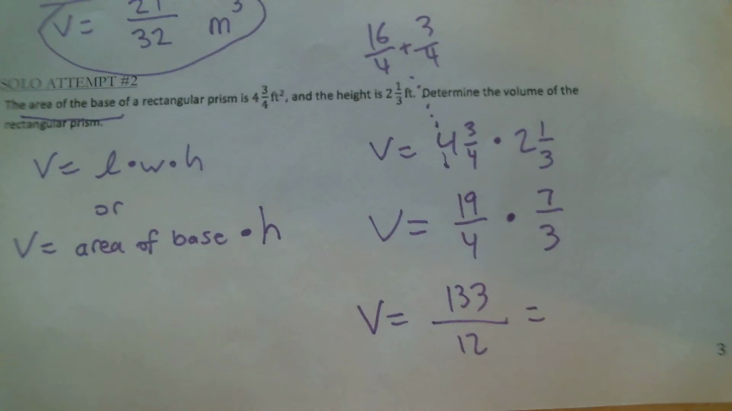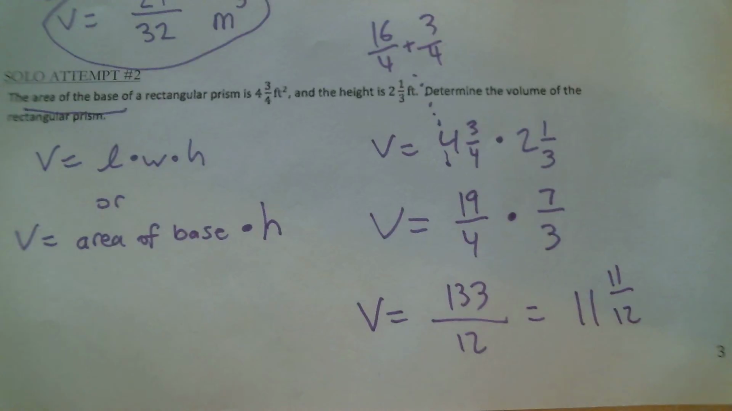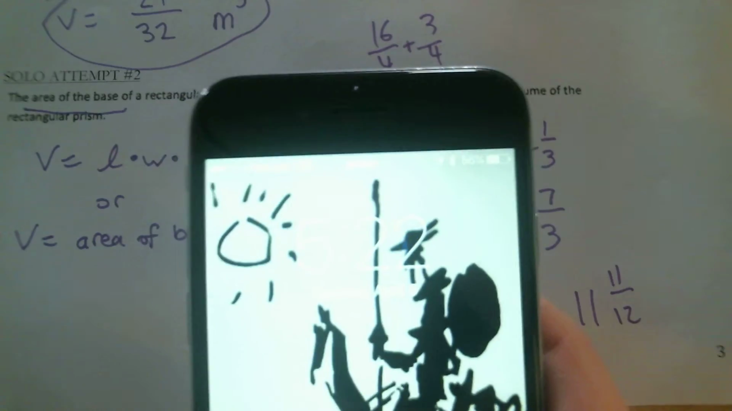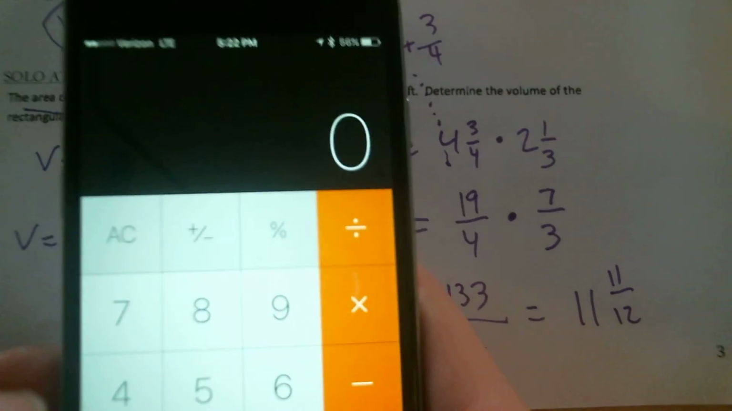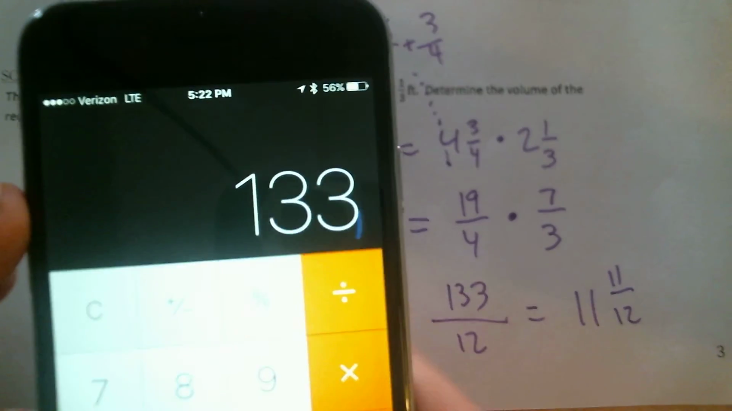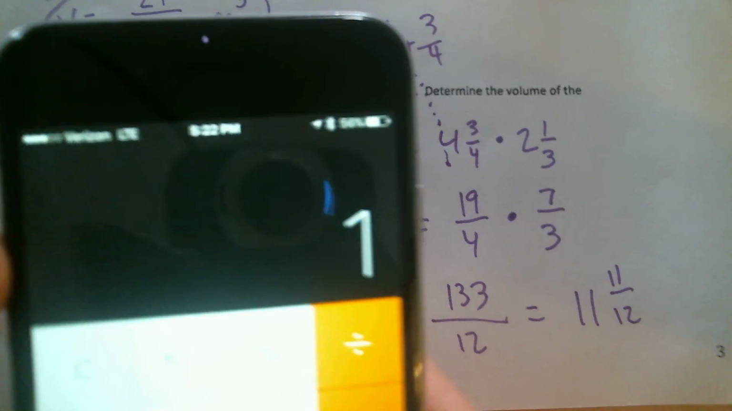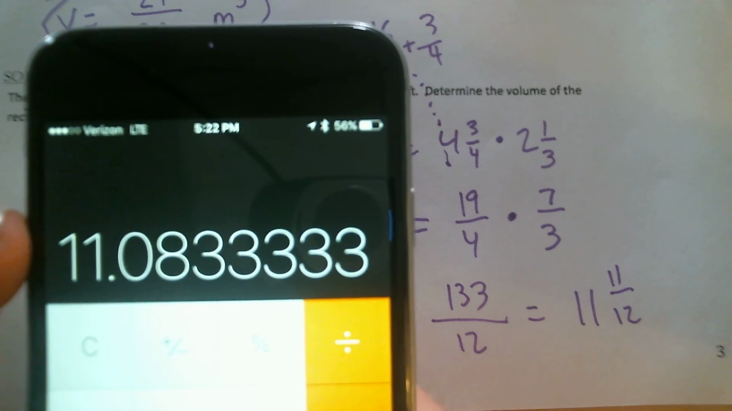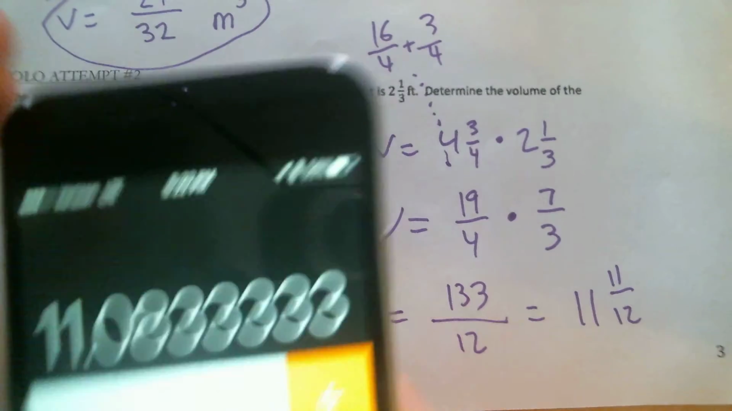I'm pretty sure 12 fits into 144 12 times. So it must fit into this one. I think it would be 11 and 11/12. Or you might get 11.86 repeating or something like that. Let's double check and make sure that's what we get. So it'd be 133 divided by 12. Yes, 11.08. So this shouldn't be 11/12.